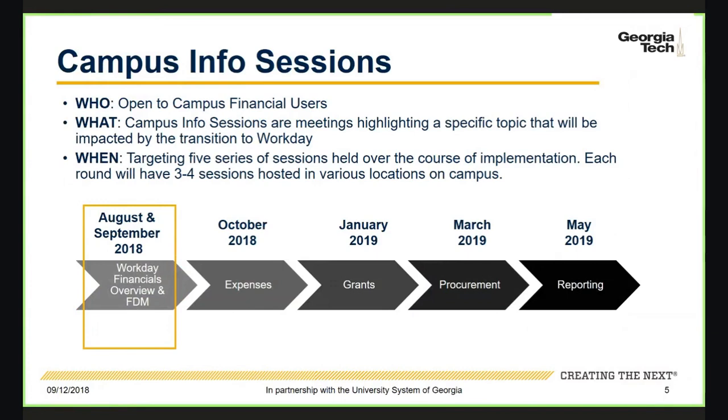For each series, we're hosting about 3 to 4 sessions. 3 of those sessions will be held around campus in different locations, and then the final session will be held as a webinar. All webinars will be recorded and then later posted to the website, so you'll always be able to refer back to this information. So should you onboard any new members, or should you want to just refer back to what was shared with you, you'll be able to easily access that through our transformation website.